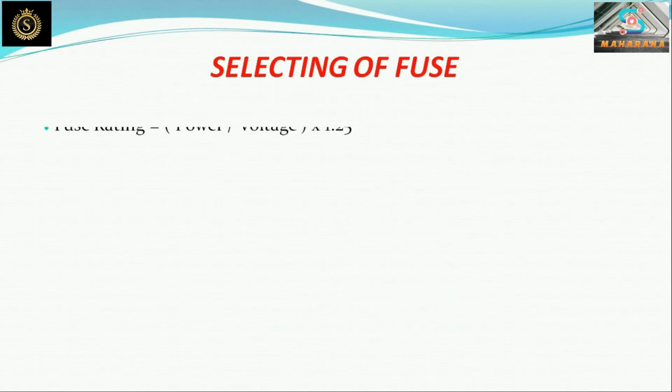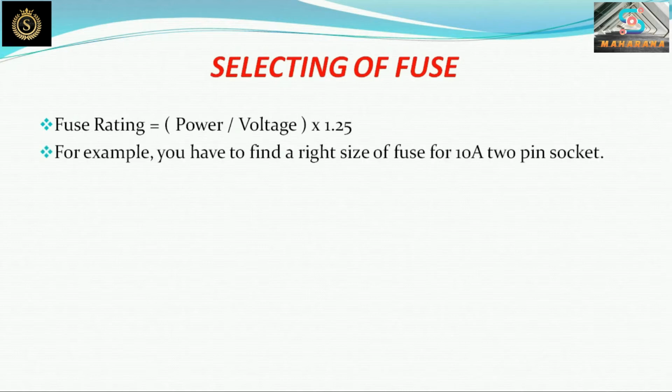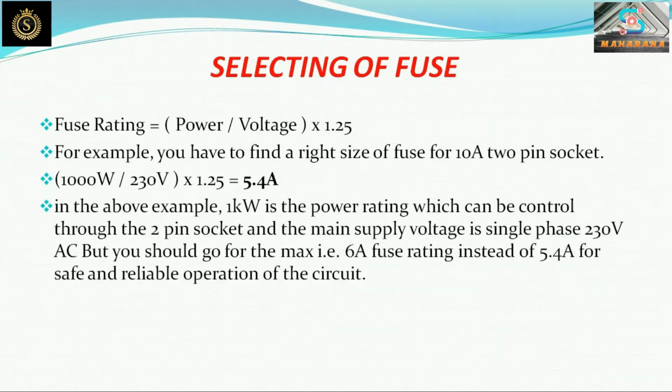Selecting a fuse. Fuse rating equals power/voltage, x 1.25. For example, you have to find the right size of fuse for a 10A 2-pin socket: 1000W/230V, x 1.25 equals 5.4A. In the above example, 1 kW is the power rating which can be controlled through the 2-pin socket and the main supply voltage is single-phase 230V AC, but you should go for the next higher standard value, i.e. 6A fuse rating instead of 5.4A, for safe and reliable operation of the circuit.